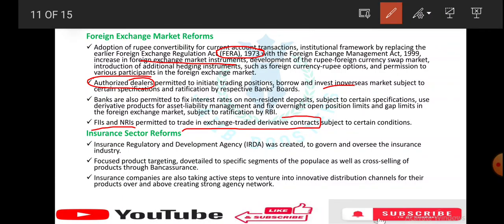They may ask which of the following doesn't participate in trade on exchange traded derivatives, and they may give options. We have to remember this: FIIs, FIA and NRIs.